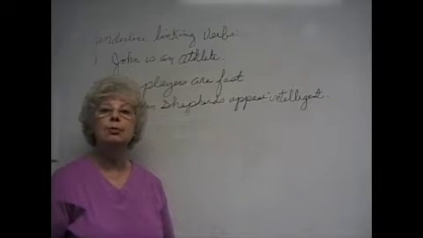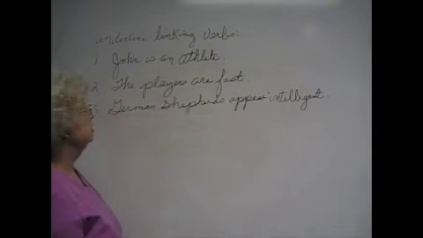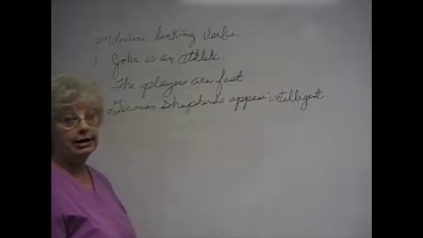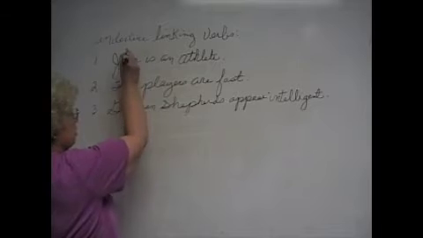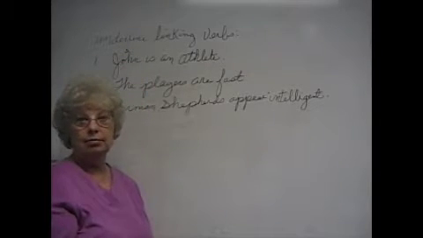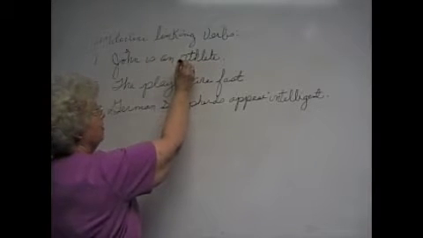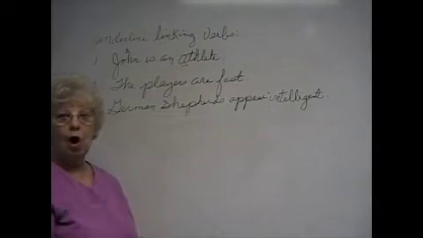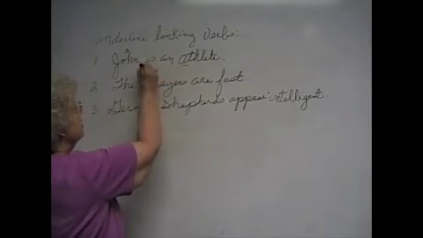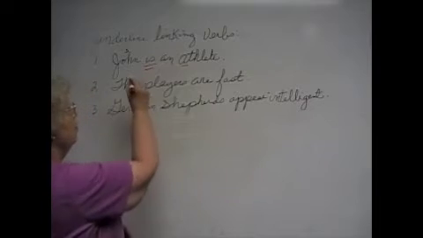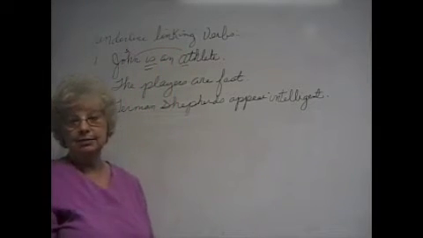So let's see if you can pick out the linking verbs in these sentences. The first sentence, John is an athlete. Now you'll notice John is the person doing the action. John is an athlete. Athlete describes or renames John. Therefore, is your verb. It forms that bridge between John and athlete.